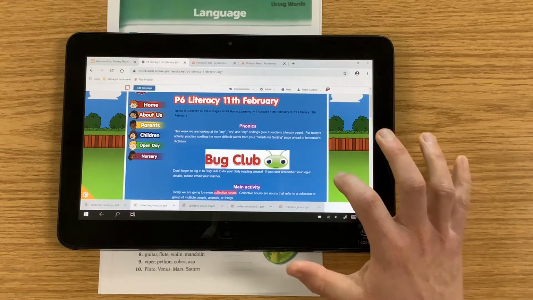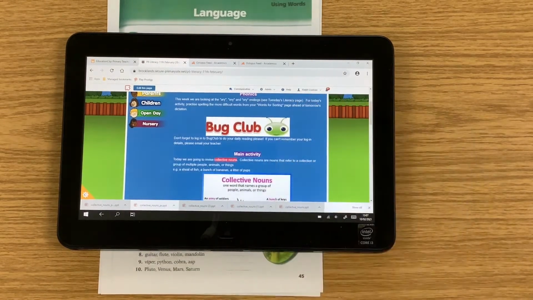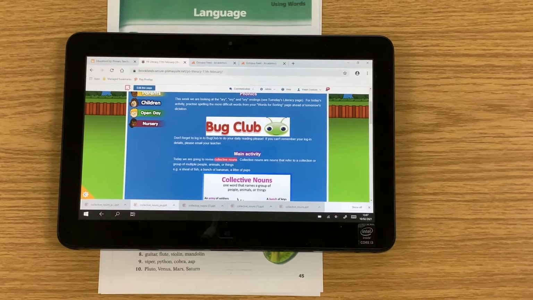Then, very important, don't forget to spend 10 or 15 minutes reading, whether it be logging onto your Bug Club or reading your own book.